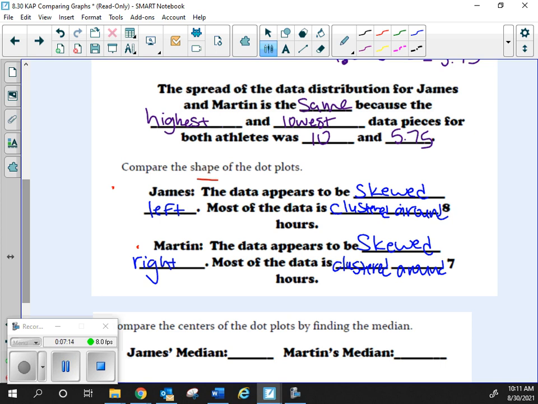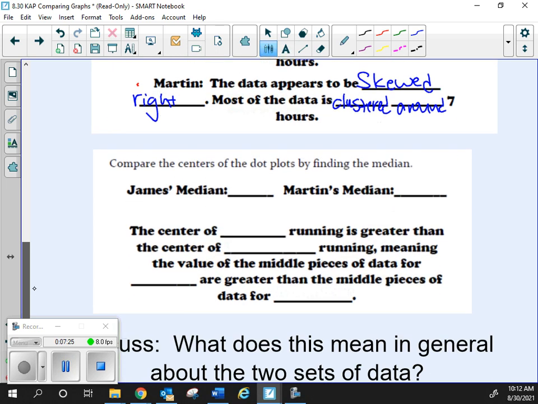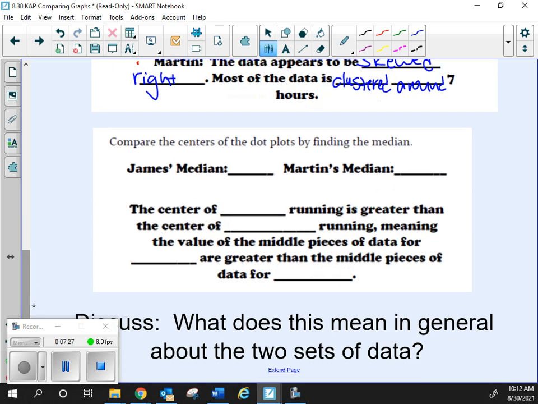Okay. Again, that's just good review. Maybe you did forget skewed left, skewed right. That's good stuff to go back and study before our test later this week. Flipping over to the back. A little bit more on this problem.